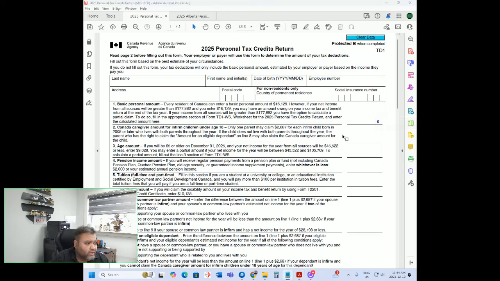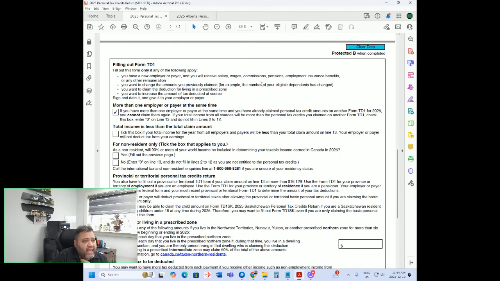taxes. So the second scenario, which we are saying is your second job, you are putting 0 on the basic personal amount, and you are checking the more than one employer box on the second page.